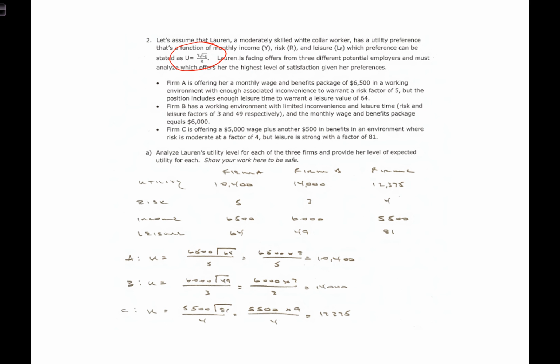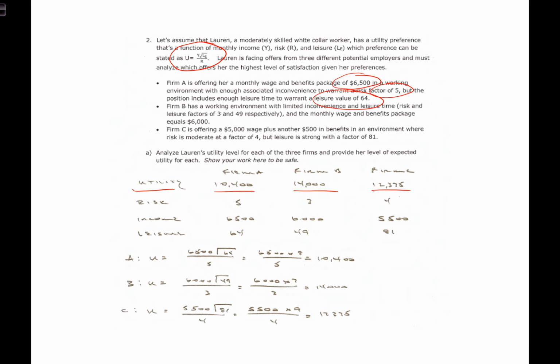So we're going to suppose, unless she's risk perverse or risk loving, that the lower the level of risk, the happier she's going to be. That would make sense to us. And the lower the level of the denominator, the larger the utility is. That would support that. So first, you are given some information about 3 different firms, A, B, and C. Each one has an income factor, Y, risk factor, R, and leisure factor, LE. So with that, you can identify the utility level for each of these firms.